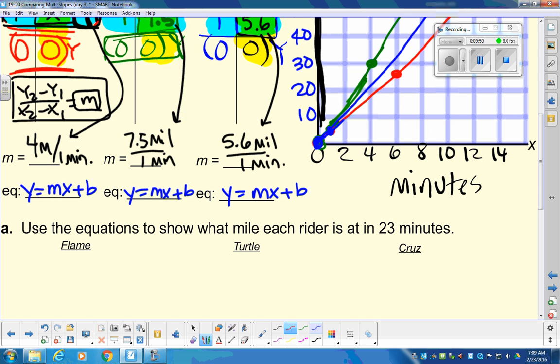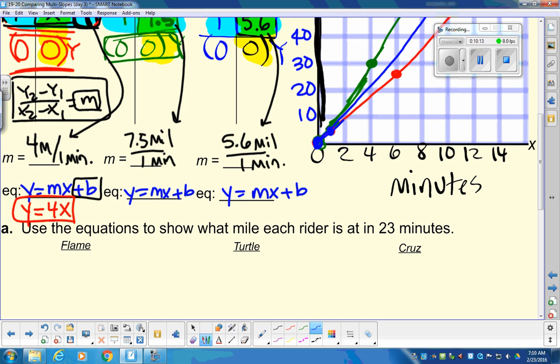All right, so using substitution here, we have Flame over here on the left. We're going to say that y is a stop sign. The slope is 4. X is a stop sign, and the plus b in this particular case becomes plus 0. Why? Because it's starting at the origin. So my equation for Flame is y equals 4x.